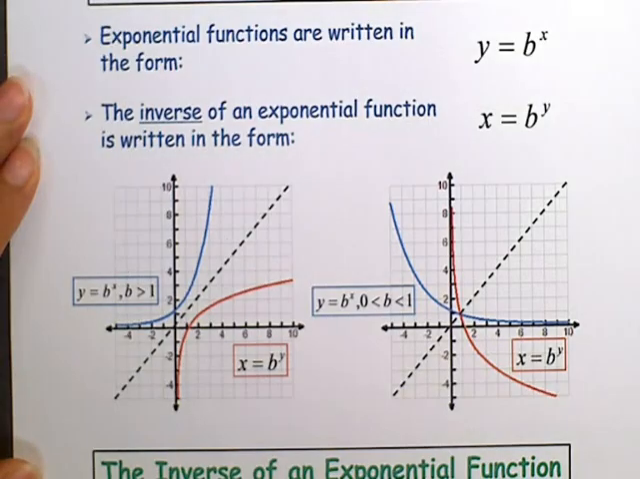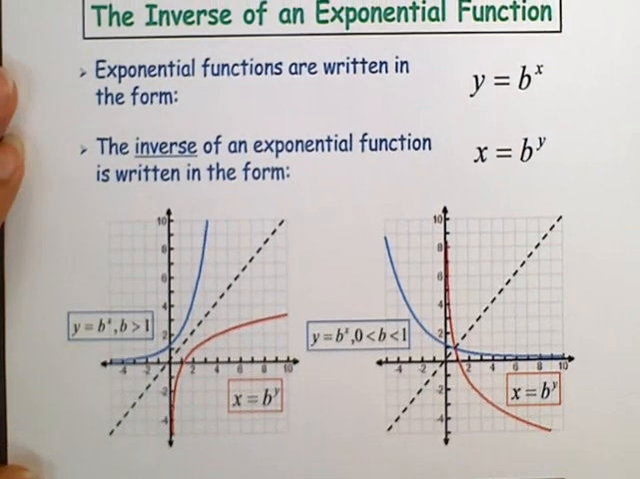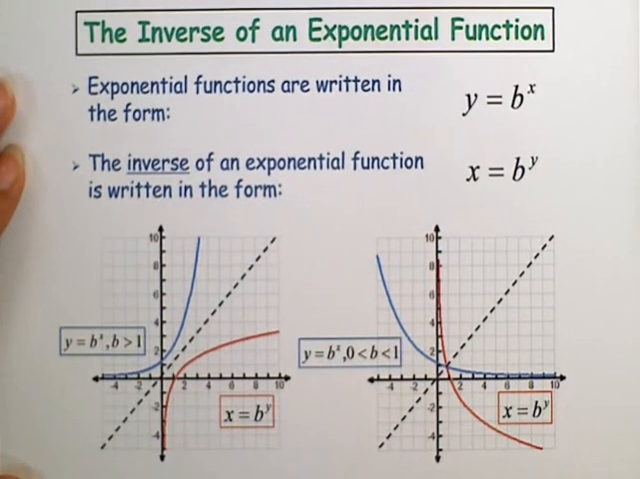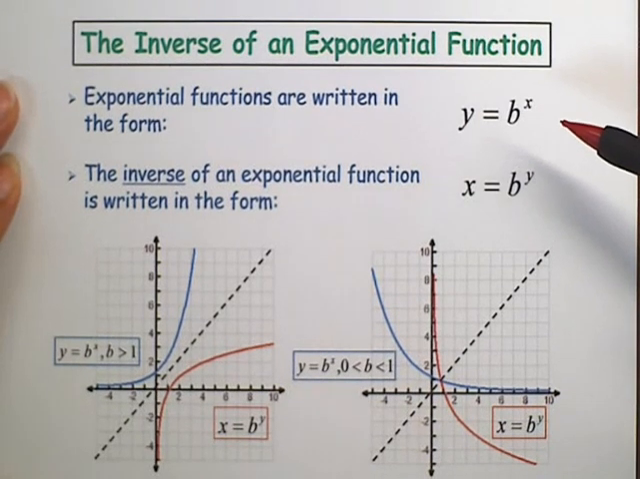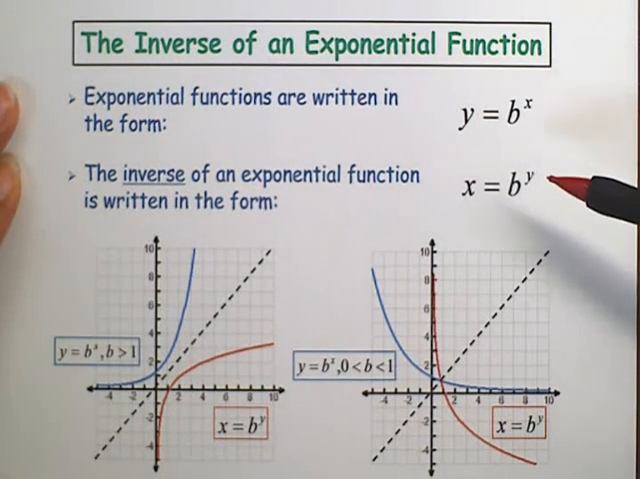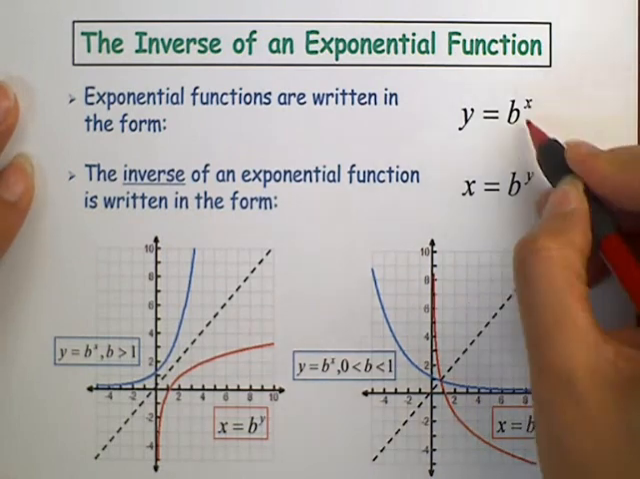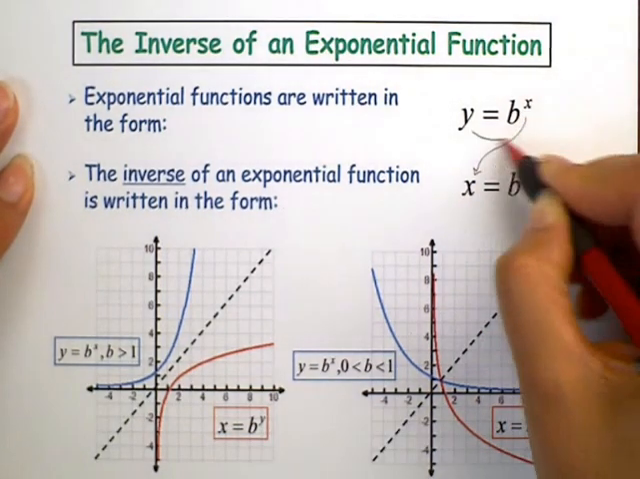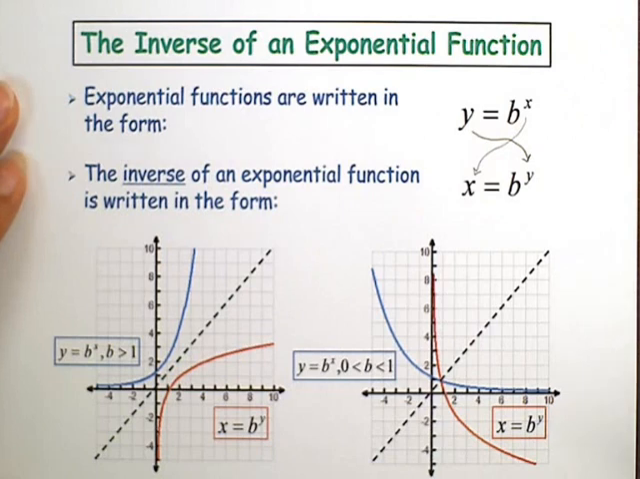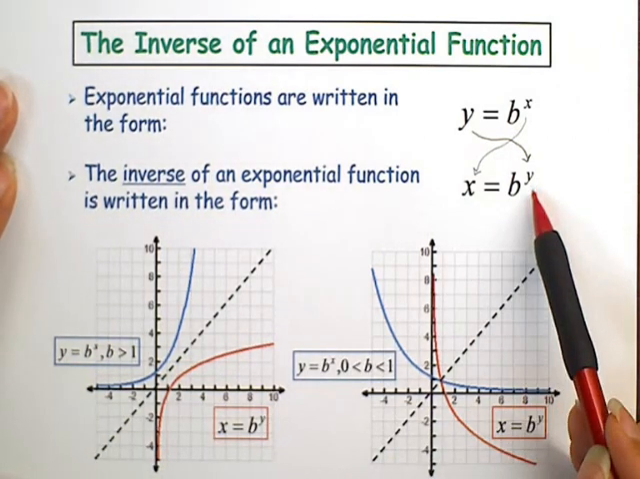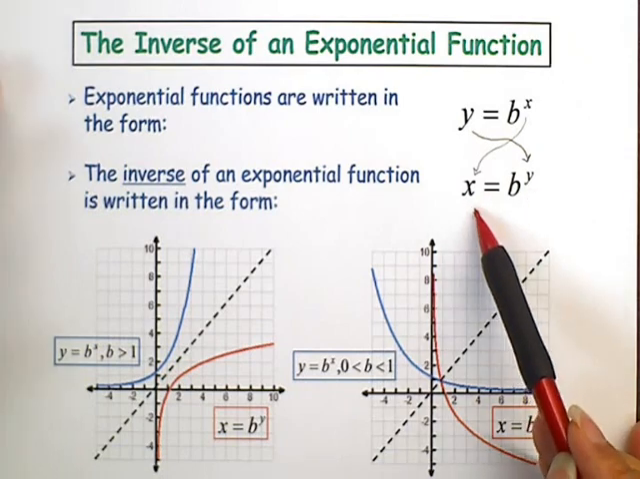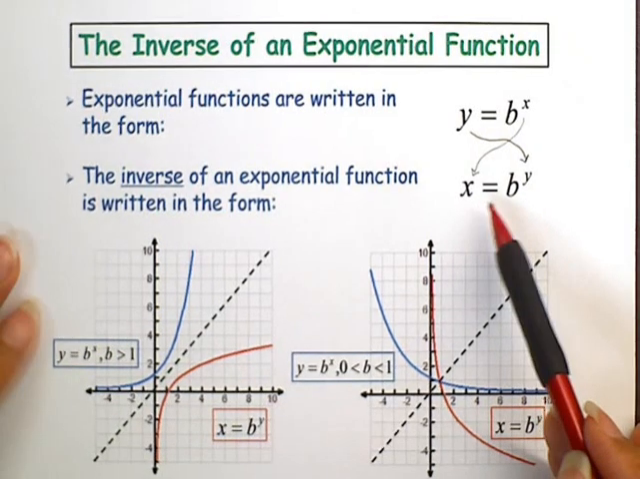The inverse of an exponential function. We talked about this yesterday as well. So exponential functions are written in the form y equals b to the exponent x. And the inverse of an exponential function, when you interchange the x and the y, so you can see the x and the y have been interchanged, is an exponential function that depends on y. So the independent variable here is y and the dependent variable here is x.